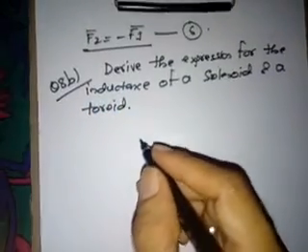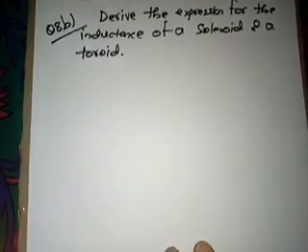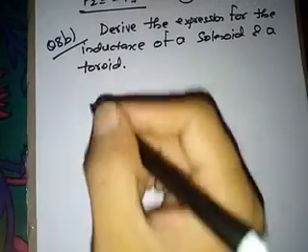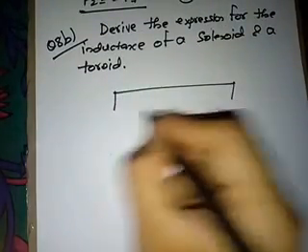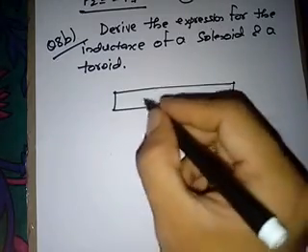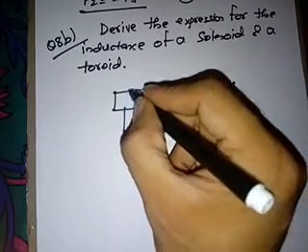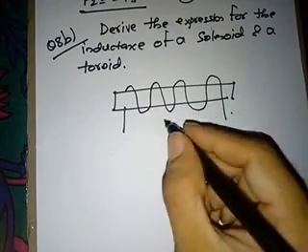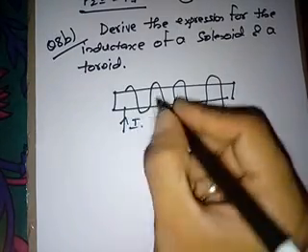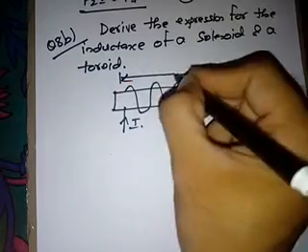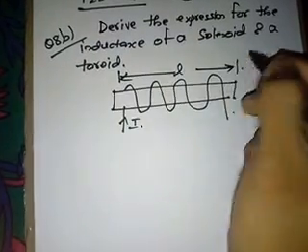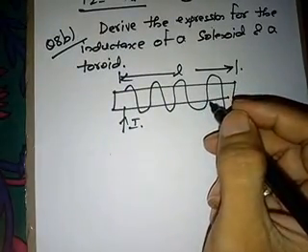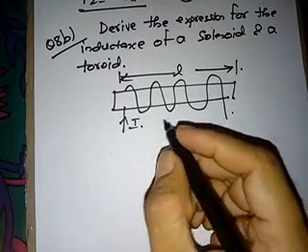Okay, so let us consider the solenoid here. This is a solenoid, that is an iron bar which is surrounded by the coil here. The current flowing is I. The length of the solenoid is L, correct? And its cross-sectional area is A.